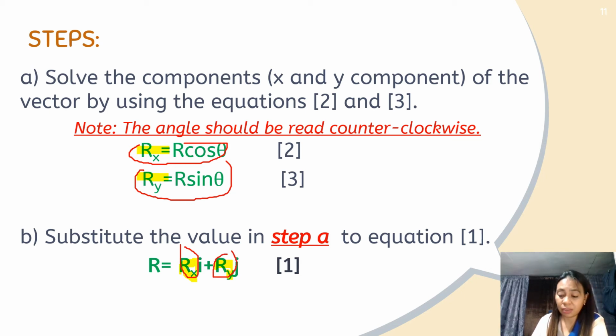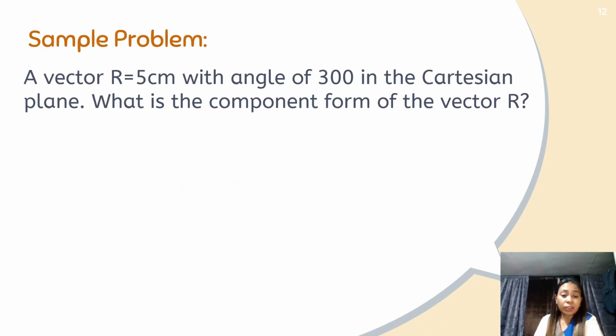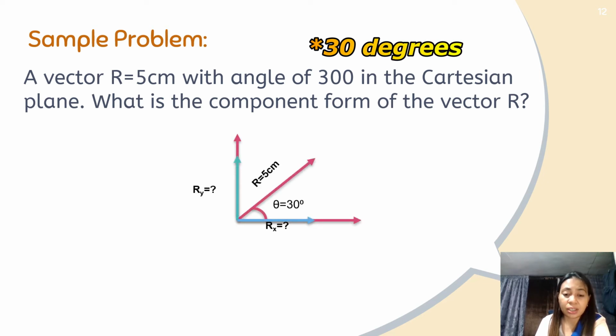So let's have an example. A vector R, 5 centimeters with an angle of 30 degrees in the Cartesian plane. What is the component form of the vector? That's 30 degrees. Here is our diagram, or illustration. You have your Rx here and your Ry, you don't know, right? That's why it's a question mark, because you're only given the resultant.